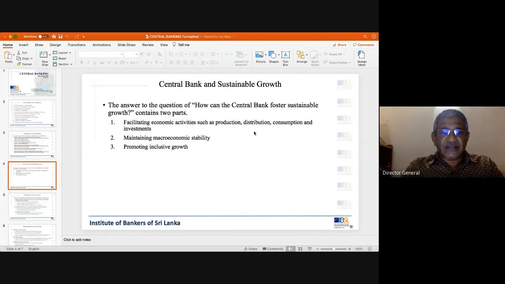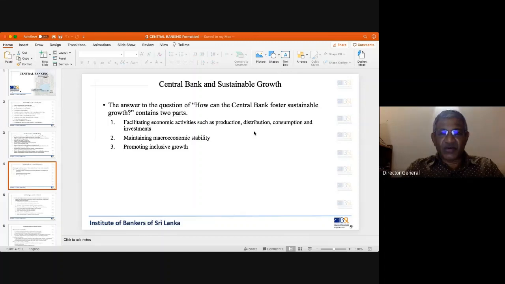Then you are going to answer the question, how can the central bank foster sustainable growth? The answer has two parts. Facilitating economic activities such as production, distribution, consumption, and investments. Already we have touched this part, but now we are going to the details. At the beginning we said facilitating economic activities. Now, the activities are put in detail here: production, distribution, consumption, and investment. Those are the main economic activities.